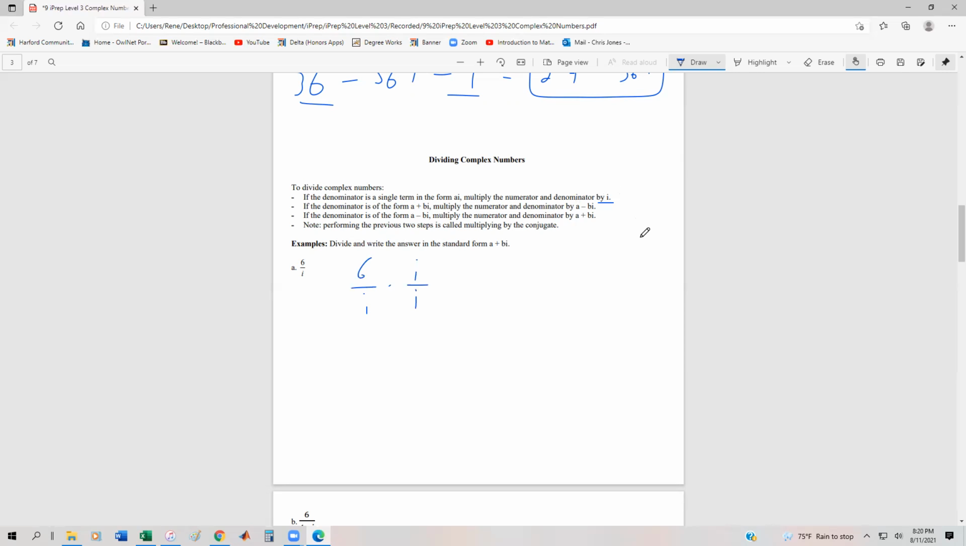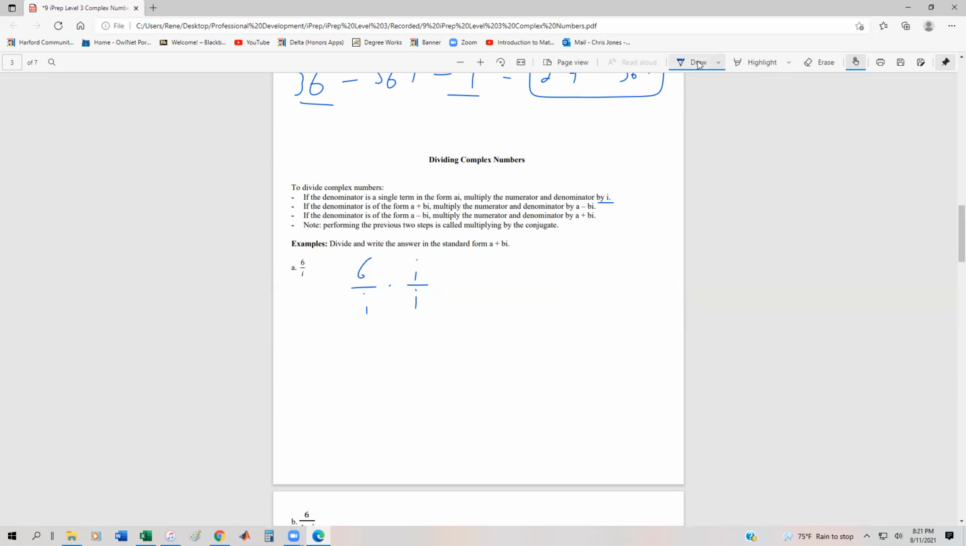And one question you might ask is, is this legal? Okay, well, the reason it is legal is because i over i is really 1. In fact, anything divided by itself is 1. And if you multiply anything by 1, that's an identity. All right, and that's okay because we're not changing the original problem. So just making sure that everybody understands why it's legal: we're basically multiplying by a different form of 1 in this instance.